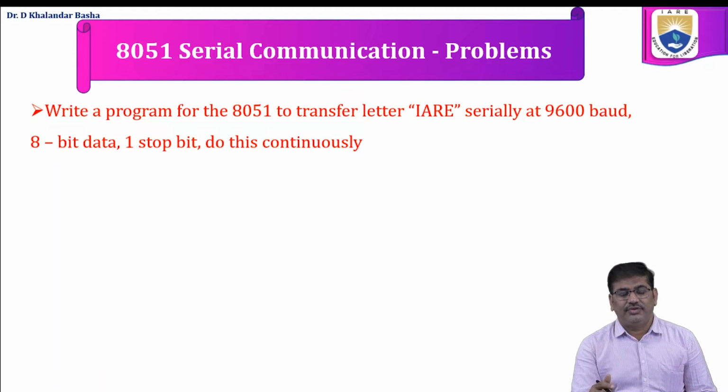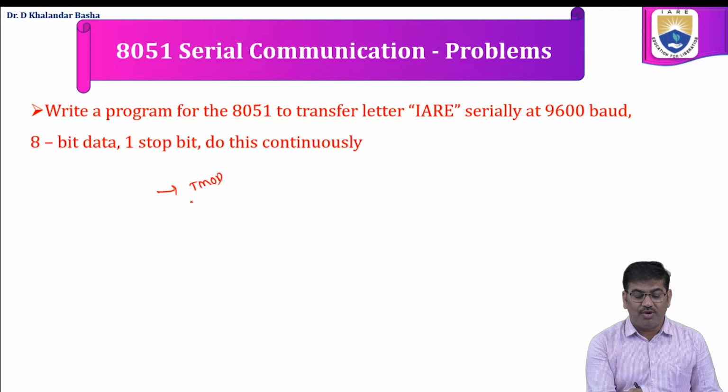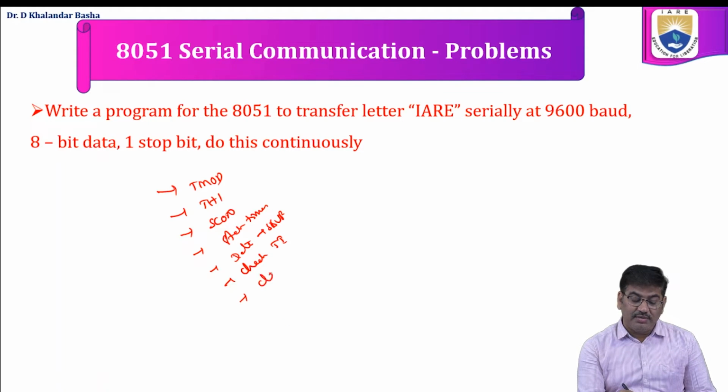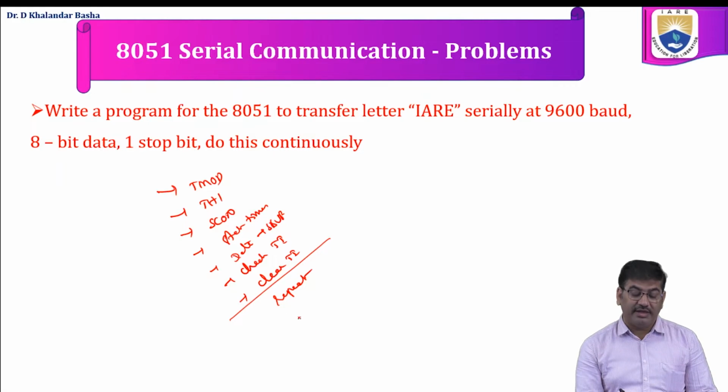Here also the steps are: the first step is configuring TMOD and loading TH1 for the supporting baud rate. Next SCON. Next, start the timer. Then the data to be transmitted into SBUF. Then check for TI. If TI is equivalent to 1, clear TI. You can terminate the program or you can go for repetition. Either termination or repetition.